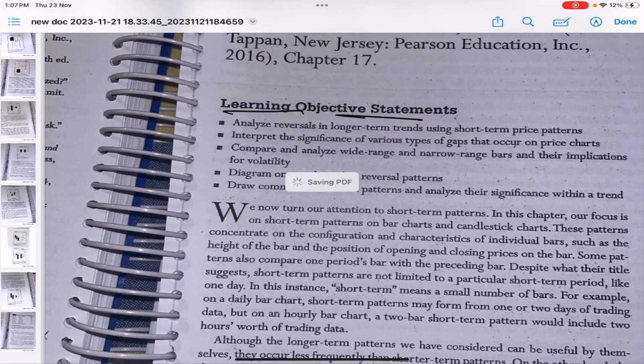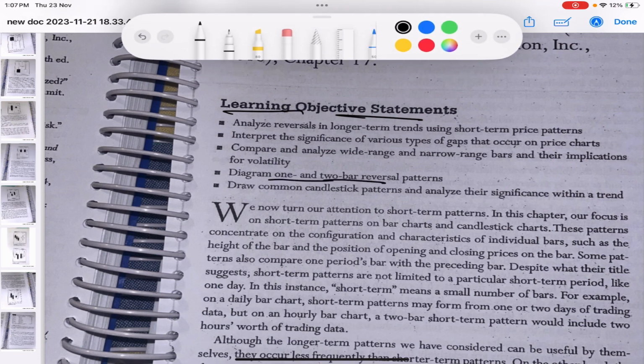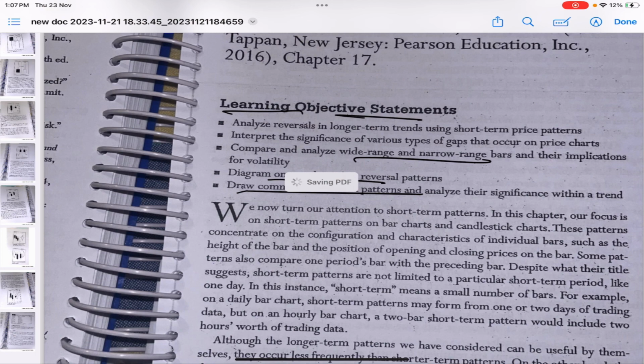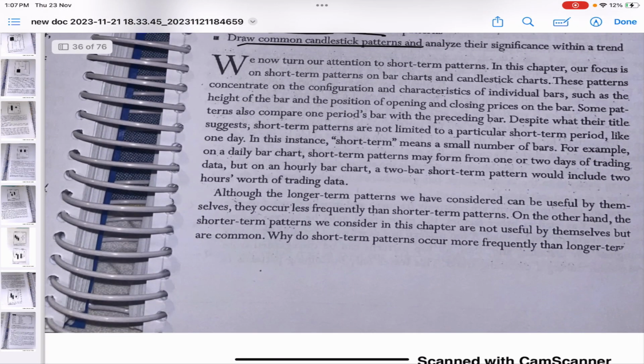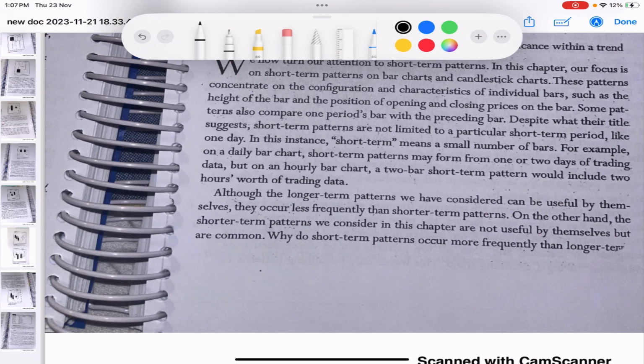In this chapter, we are going to analyze reversals in long term trends using short term price patterns. We are going to study only the short term patterns, and we are going to see the reversal patterns. Reversal means a change in the previous trend, and we'll see 1 and 2 day bar reversals. We'll see some candlestick patterns, and we'll see what narrow range bars are. In this chapter, our focus is on short-term patterns on bar charts and candlestick charts.